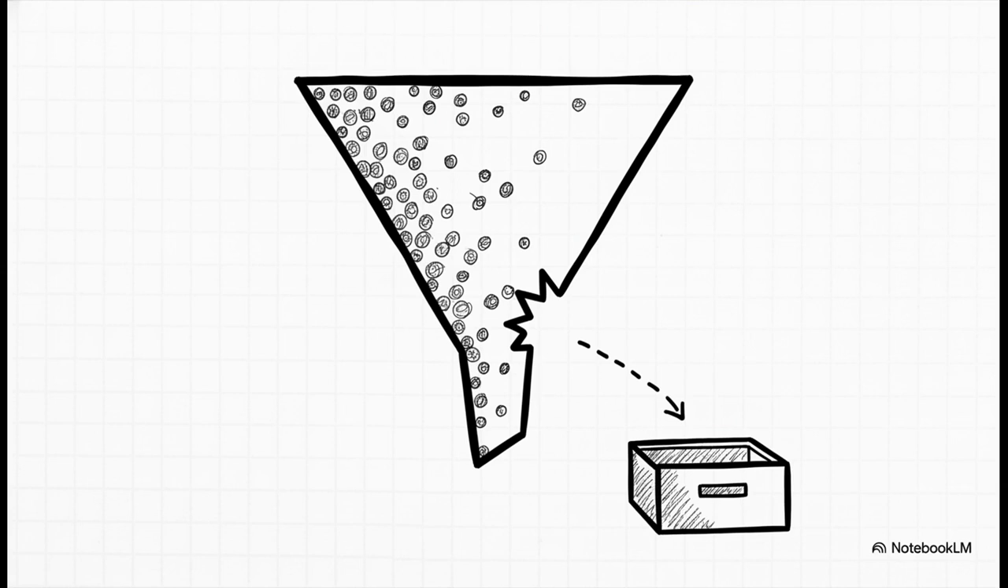Then we have funnel plots. I love these because they are a remarkably clever visual tool used to spot what isn't there. You see, in academia, positive results get published way more often than negative results. This is known as publication bias.